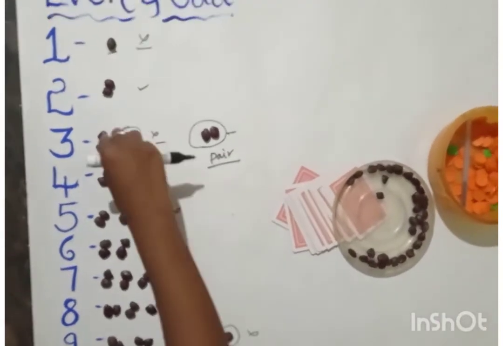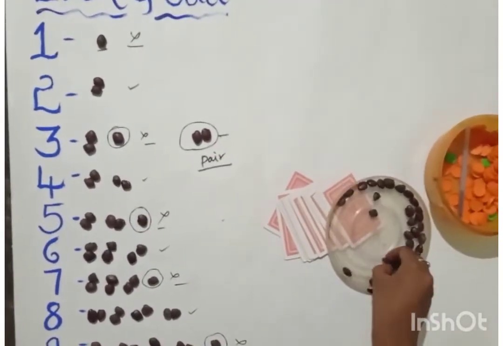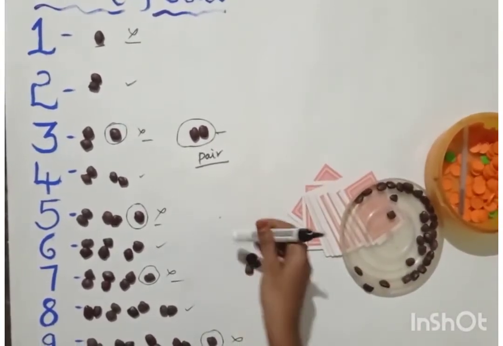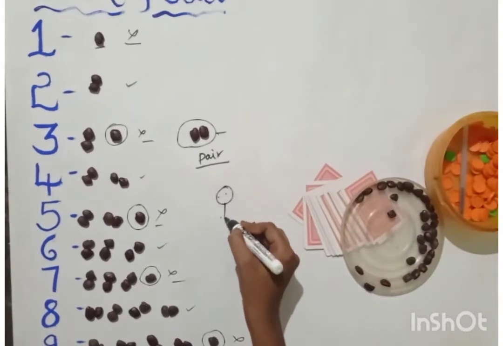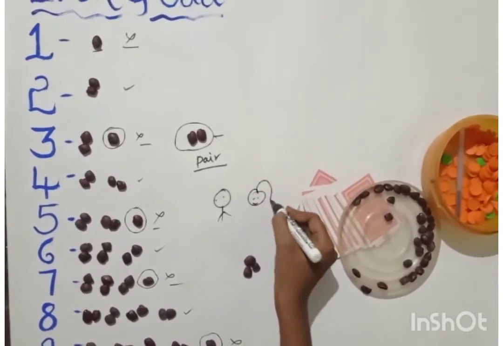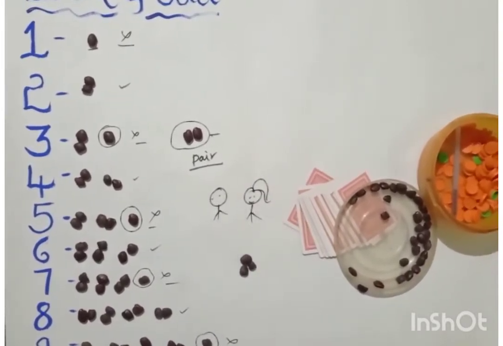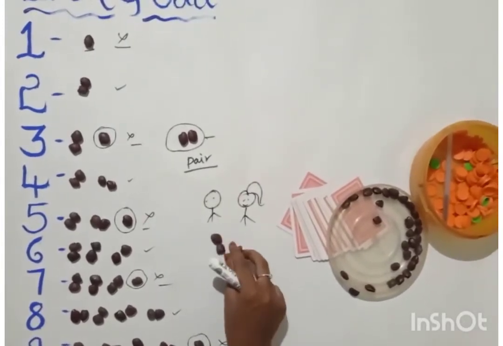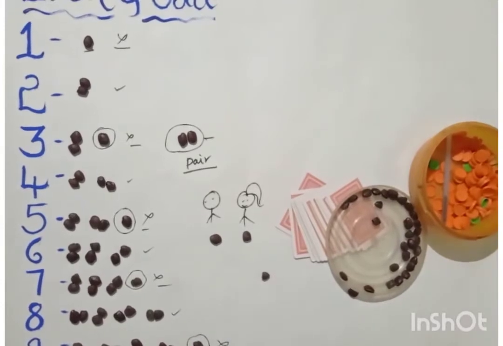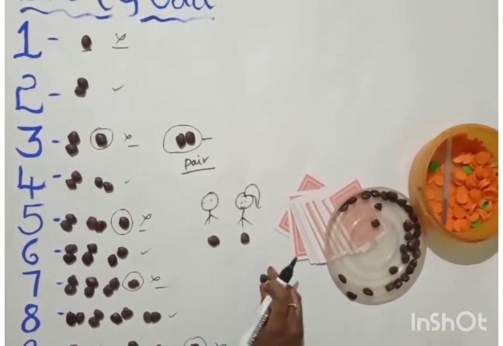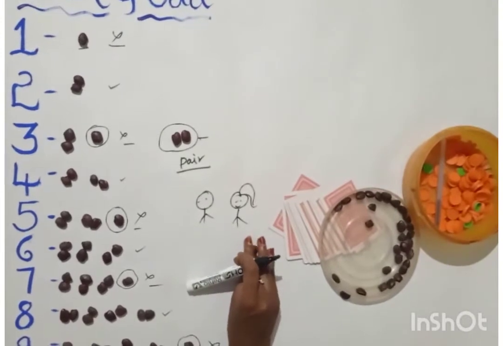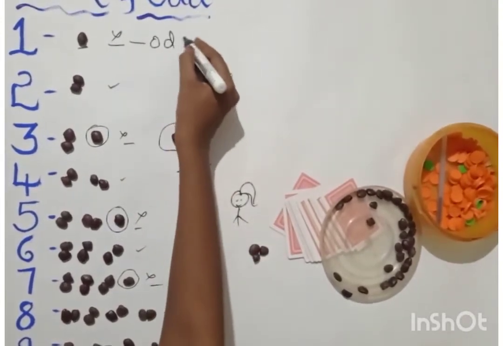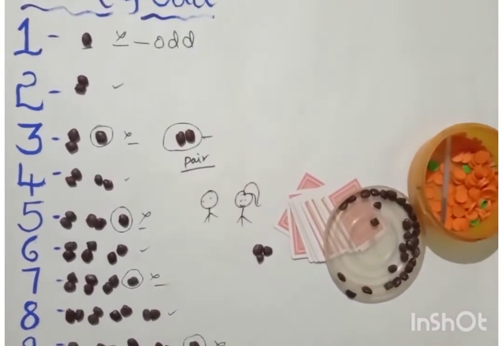For example, here 3 tamarind seeds are there. So I have 2 kids, one boy and a girl. If I want to share these 3 tamarind seeds among them, can I share it equally? One will be left over. So we cannot share. Such types of numbers which we cannot make into complete pairs, we call them odd numbers.